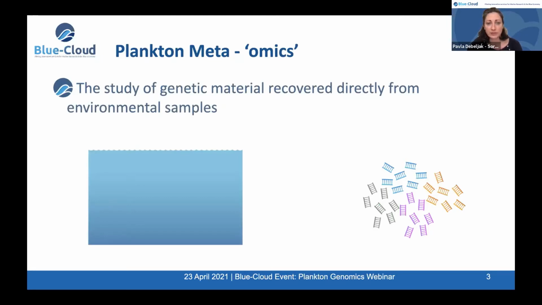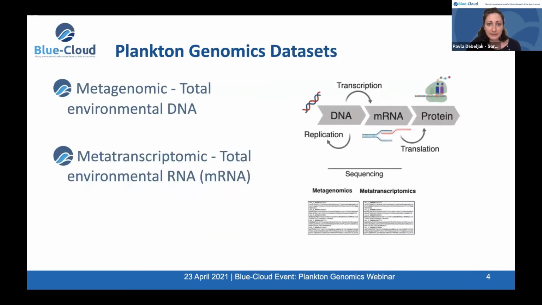It's the study of genetic material recovered directly from environmental samples, which here would represent a quite diverse community, from which we can extract DNA and RNA. These metagenomic and metatranscriptomic datasets represent the total environmental DNA from organisms that have been sampled during Tara Oceans, and the total environmental messenger RNA. So it's the part of the DNA that is transcribed into messenger RNA, which would later be translated into protein. Through this sequencing, we obtain metagenomic and metatranscriptomic datasets.